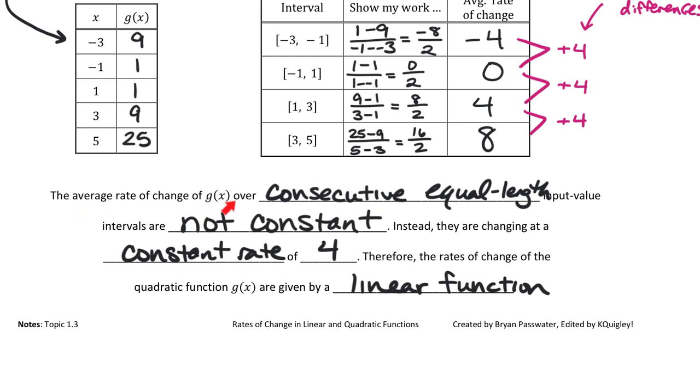The average rates of change of g of x, these numbers, over consecutive equal length input value intervals, these guys, are not constant. Instead, they are changing at a constant rate of 4. Therefore, these average rates of change are given by a linear function. Linear functions have constant rates of change.